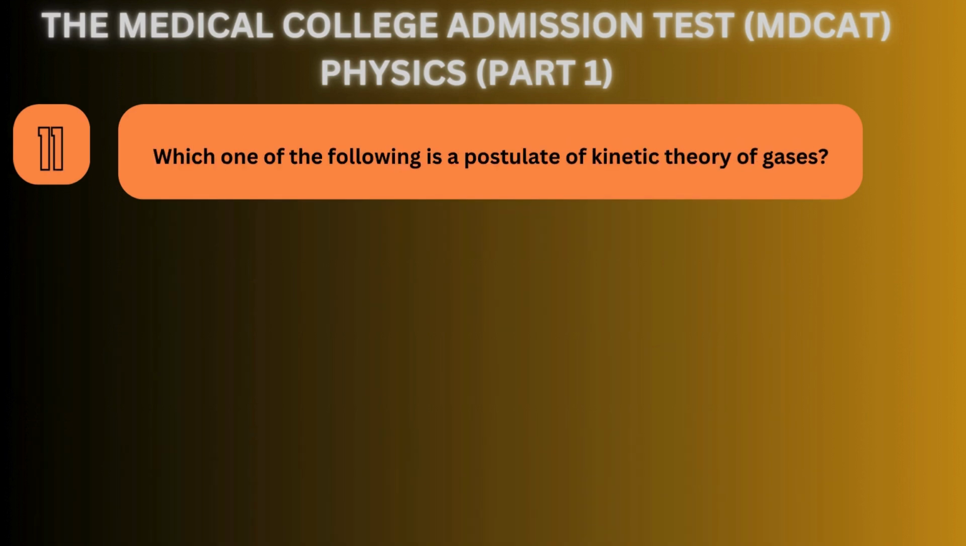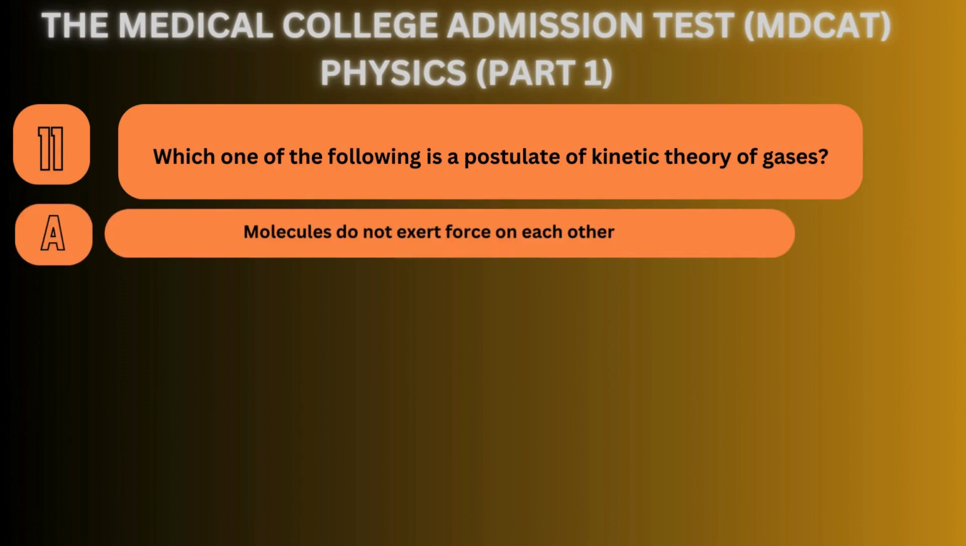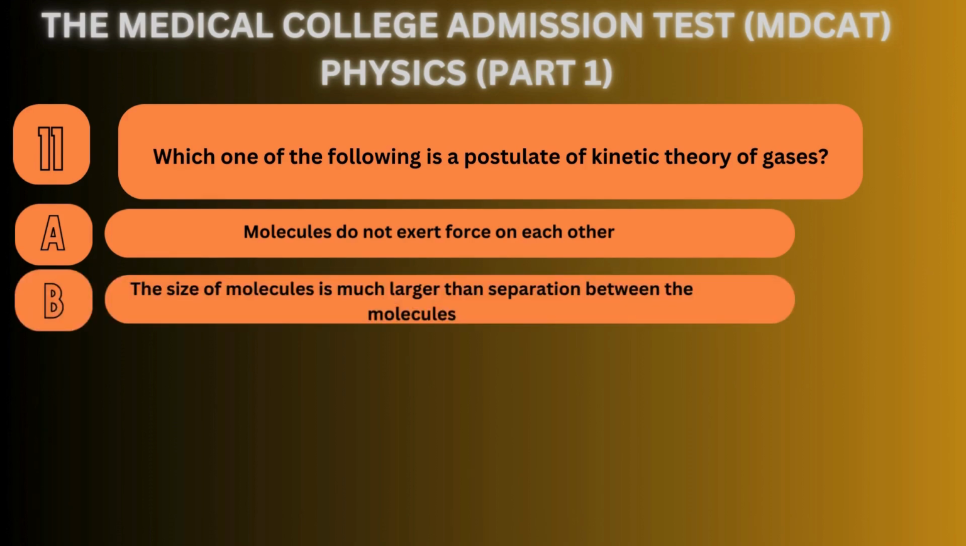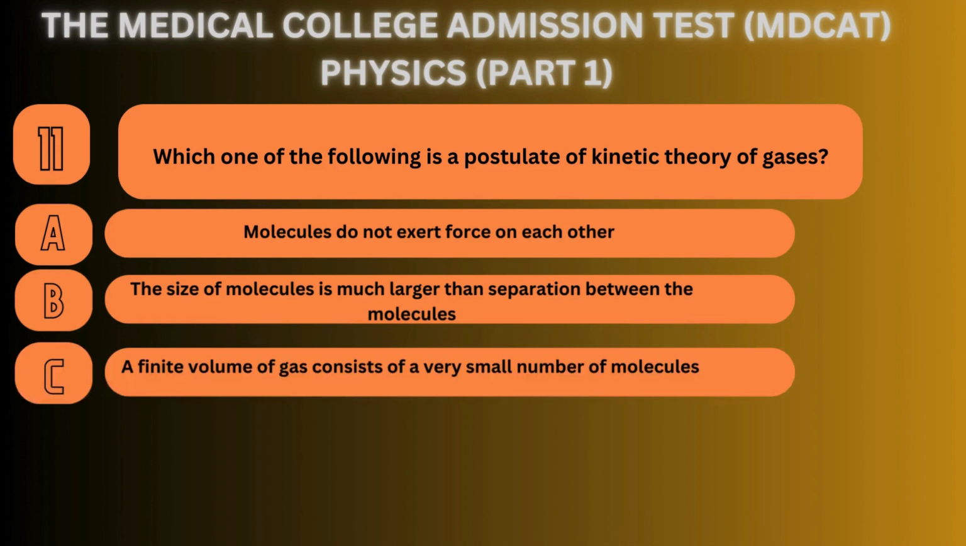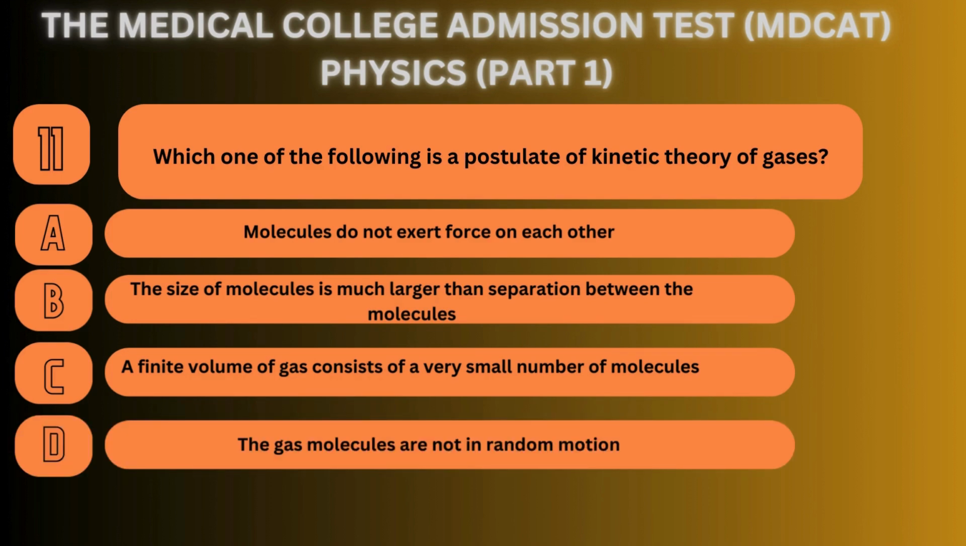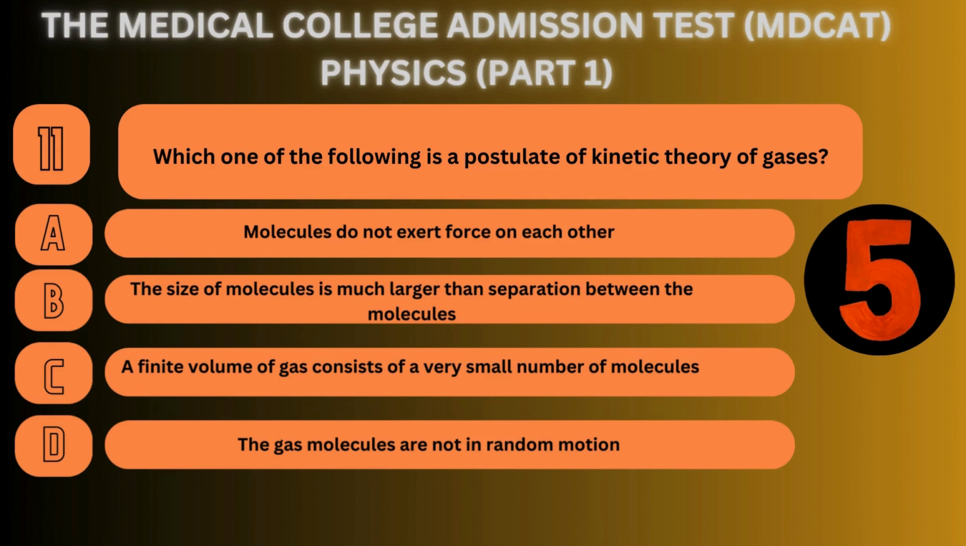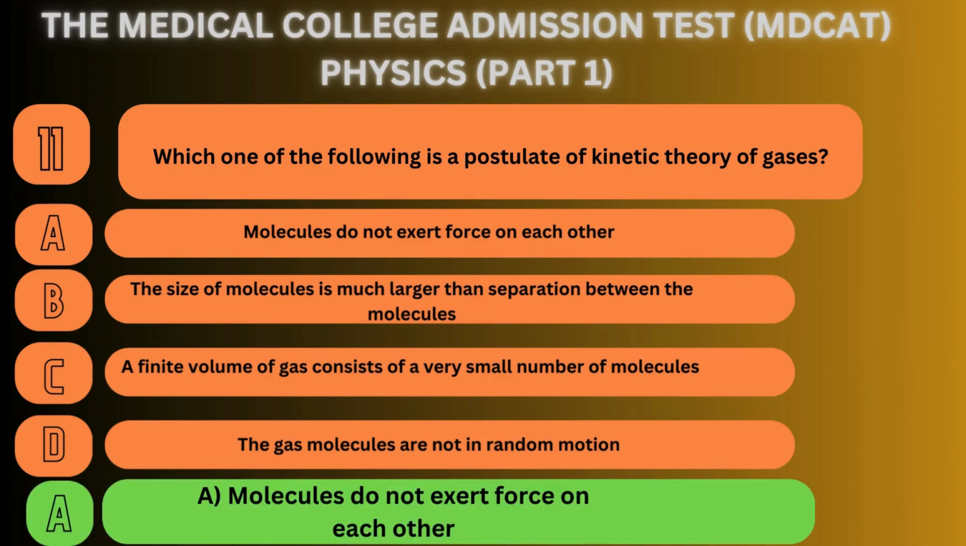Question number 11. Which one of the following is a postulate of kinetic theory of gases? Option A, molecules do not exert force on each other. Option B, the size of molecules is much larger than separation between the molecules. Option C, a finite volume of gas consists of a very small number of molecules. Option D, the gas molecules are not in random motion. 5, 4, 3, 2, 1. Correct answer is A, molecules do not exert force on each other.